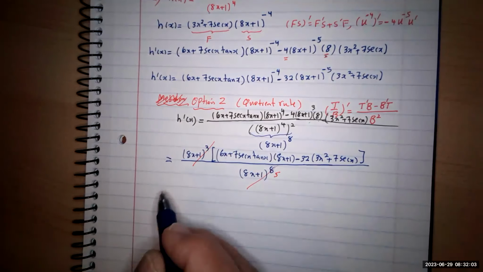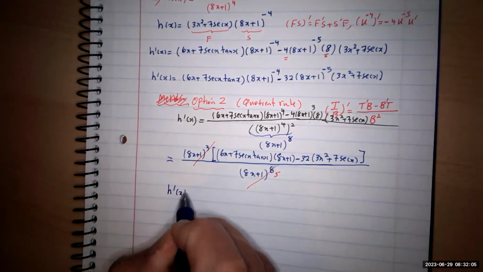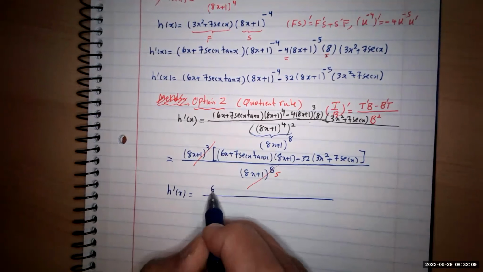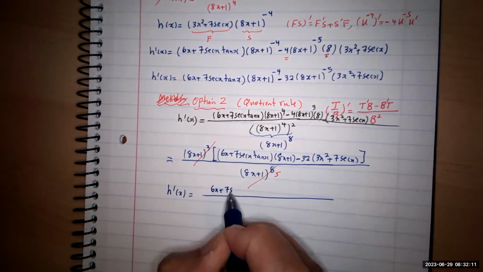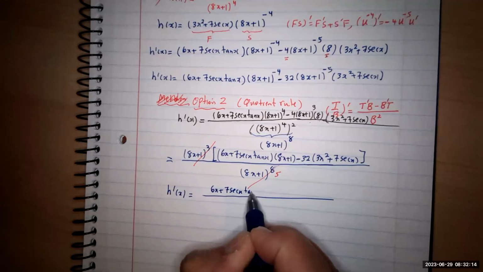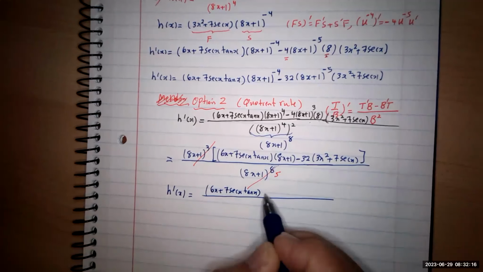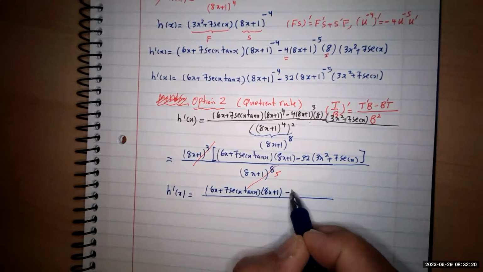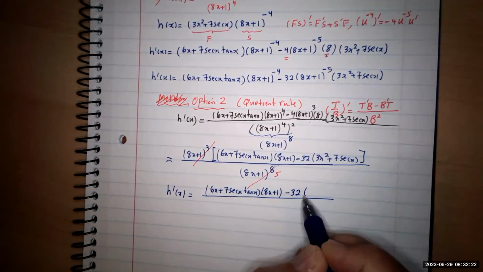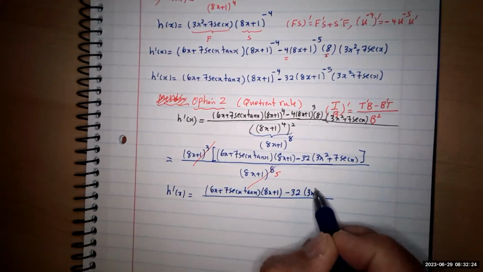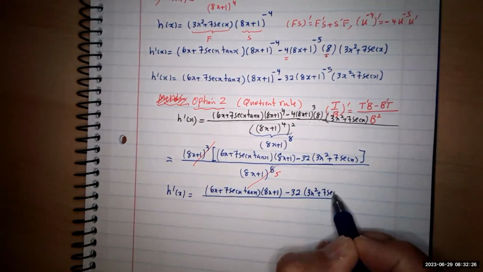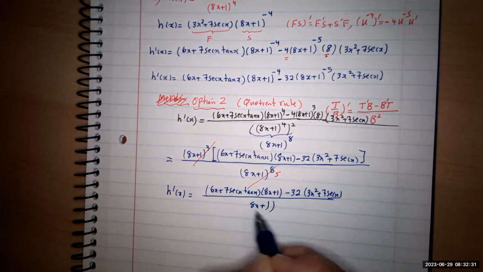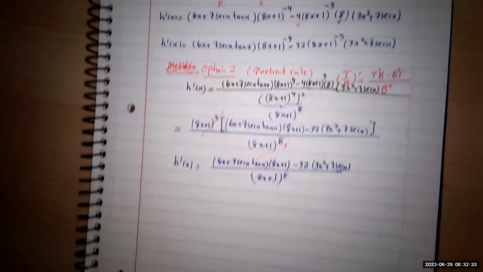So the final answer, h prime of x is going to be equal to, look at this, (6x plus 7 secant x tangent x) times (8x plus 1), and that would be minus 32 times (3x squared plus 7 secant x), divided by (8x plus 1) to the 5th. Okay, that gives you the answer.